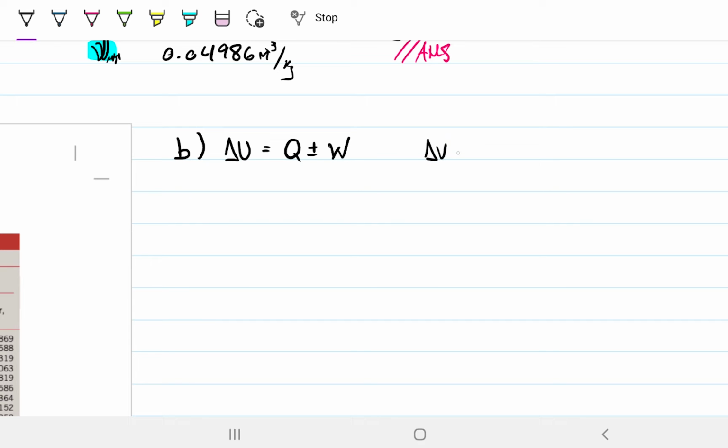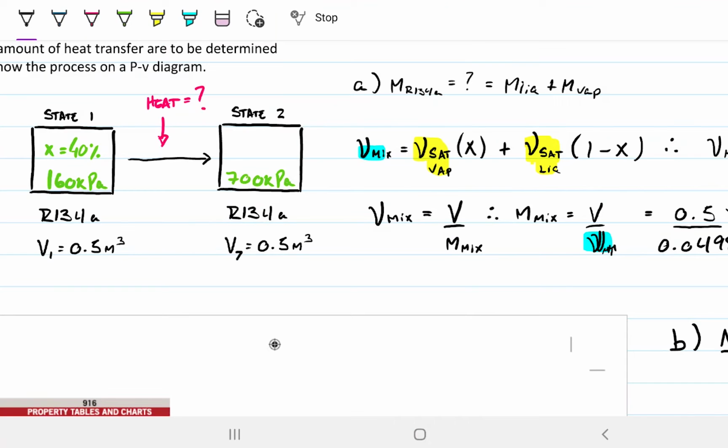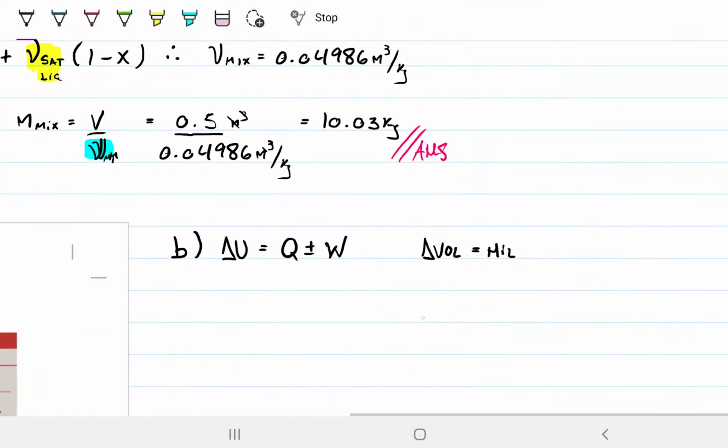In this case, the volume did not change, right? My delta volume is nil. Why? Because we knew from the start that V1 and V2 are the same, because the tank is rigid. Rigid tank, V1 equals V2. The definition of work is the integral of pressure with respect to volume as we go from volume 1 to volume 2, so if there's no change in volume, then there's no work being done.